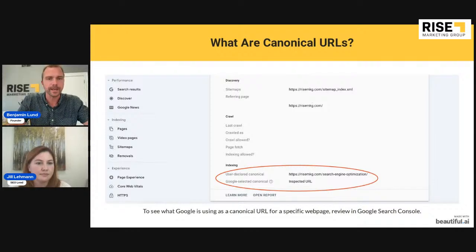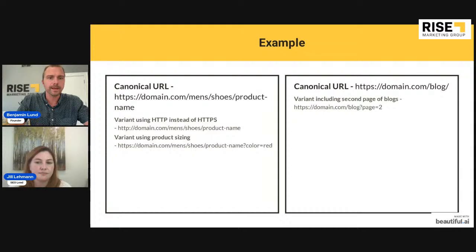Excellent. Thanks for sharing that. And you gave some examples right here of the different canonicals that you may want to consider. I know you talked about products. Are there any other examples here?